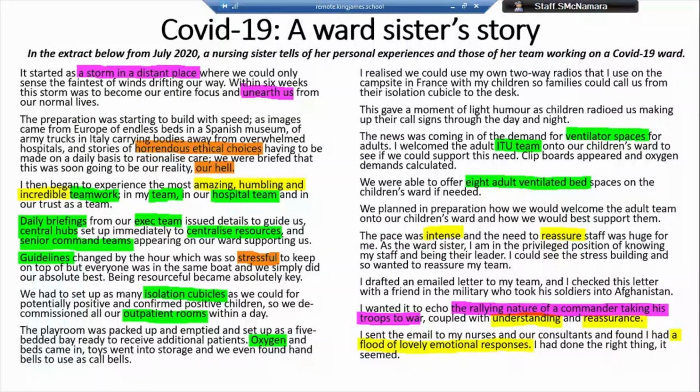We've got the adjective intense. We've got the verb to reassure, and we've got also the 2 nouns, understanding and reassurance, and also that phrase, a flood of lovely emotional responses. So lots of the language here, in contrast to the other text, is very emotional. And that's understandable because the perspective, the point of view of this writer, is somebody who's right in the heart of what's happening, and that's communicated in the language choice. So when you do your comparison, what you need to do is to think about the perspective of the writer and how that impacts, and when you look at the choices made by the writer, how that perspective is reflected in those choices.